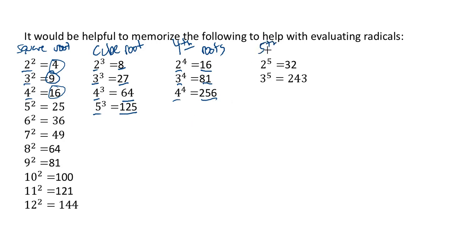And then for fifth roots, these are the ones that you should memorize. The fifth root of 32 is 2. The fifth root of 243 is 3. All right, so that concludes the video on section 6.1, Introduction to Radicals.